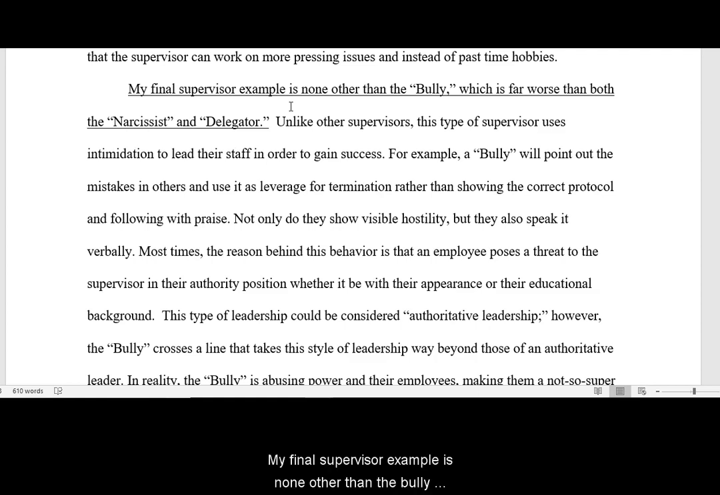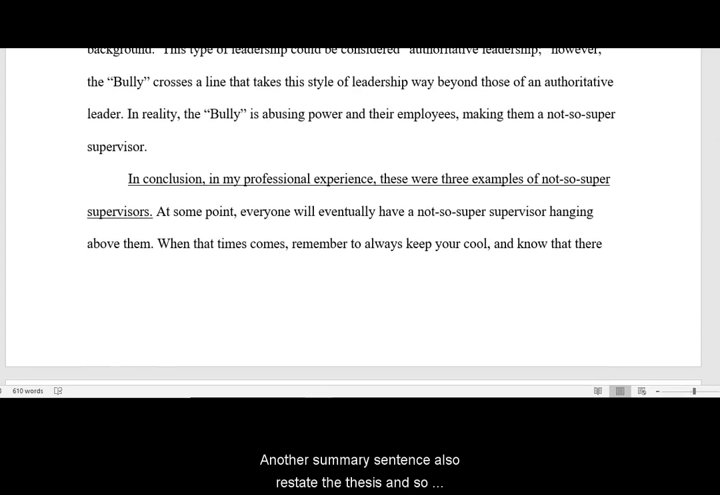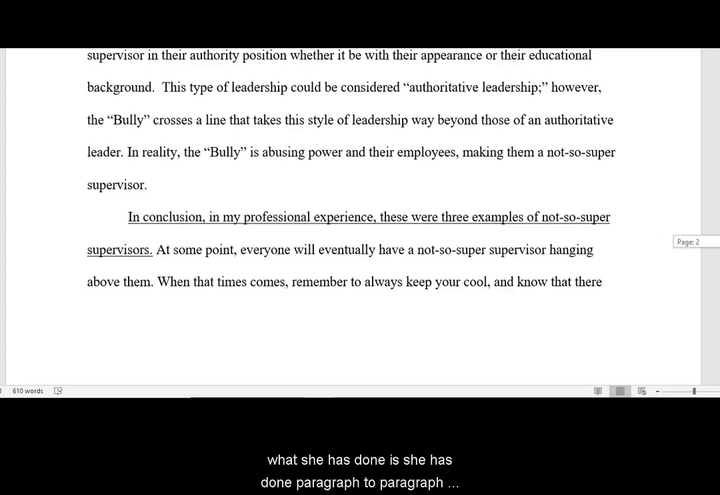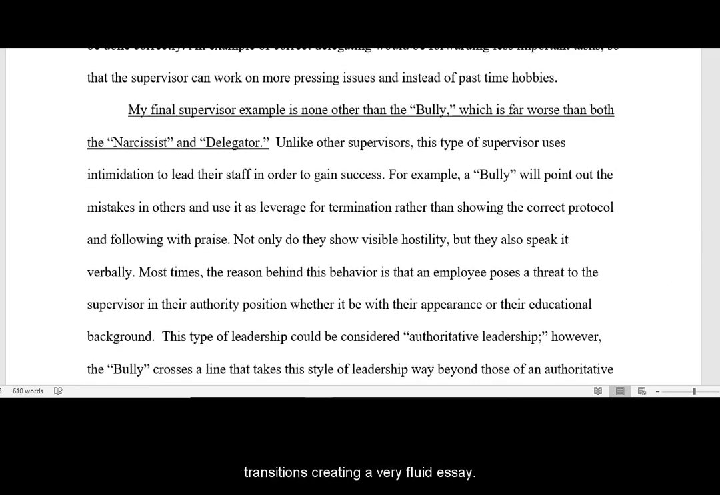She writes, "My final supervisor example is none other than the bully, which is far worse than both the narcissist and the delegator." So it seems that she's established sort of an order of importance or an order of degree, listing the least offensive one to the most offensive one, and continues this chain by mentioning the narcissist and the delegator within the topic sentence, creating a very unified essay. And then her summary sentence also restates the thesis. And so what she's done is paragraph to paragraph transitions, creating a very fluid essay. And this is the end of transitions in writing.